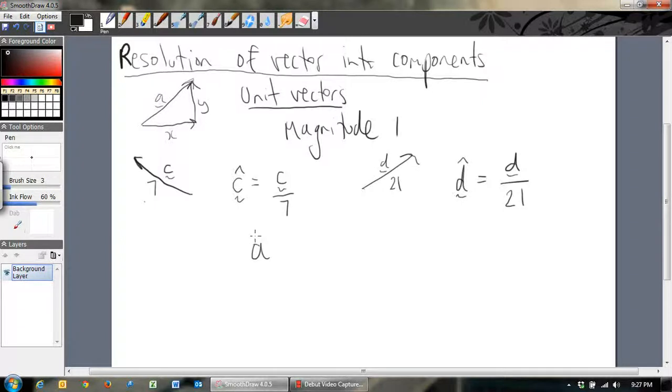In general, if you've got a vector A and you want to find the unit vector of that, it'll be equal to the vector A divided by the magnitude of A. That is the formula for figuring out the unit vector of any vector. And so that's nice and simple.